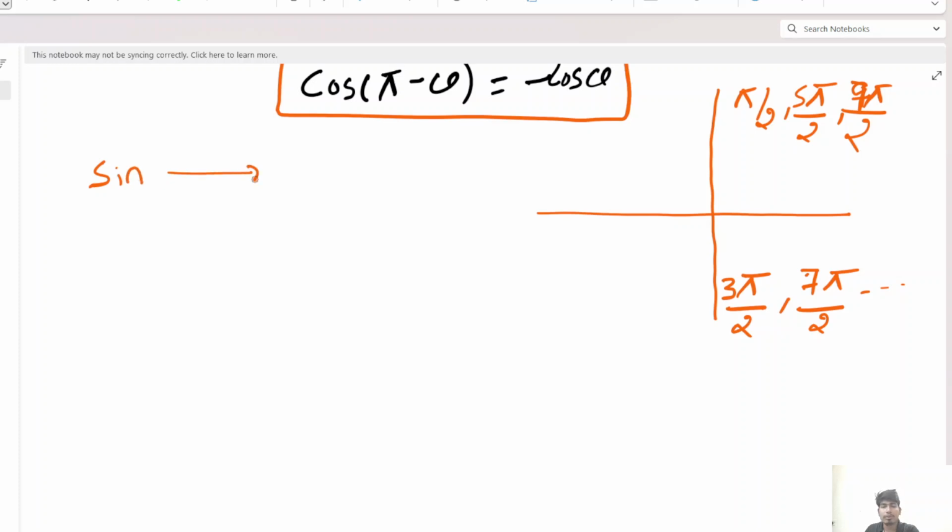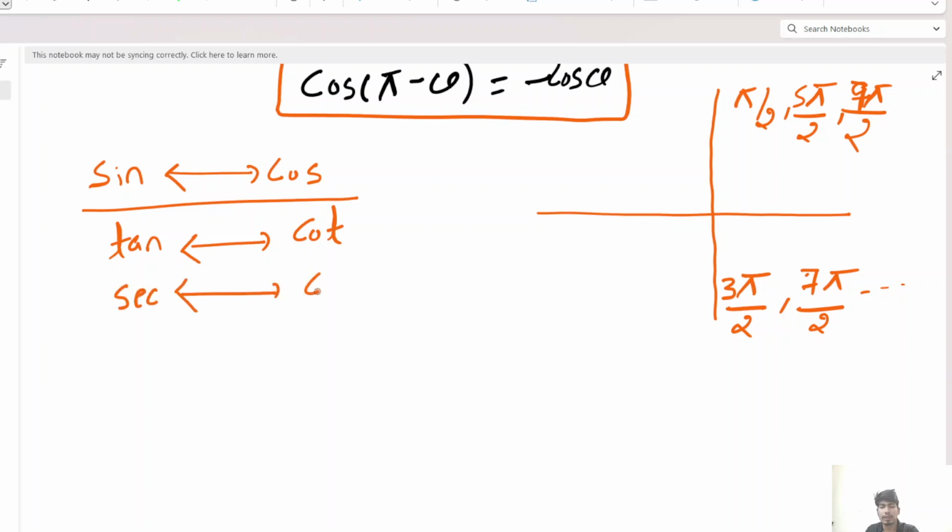Then sine changes to cos function as we told in this video, and cos changes to sine. Tan changes to cotangent, and cotangent changes to tangent. Sec changes to cosecant, and cosecant changes to sec. These changes happen only on the y-axis, that is, on these values. Let's see how we change.